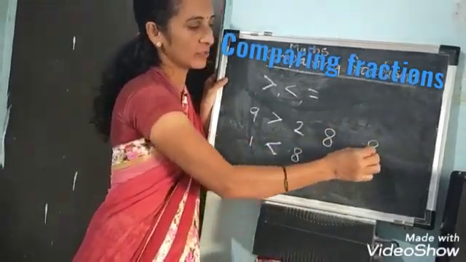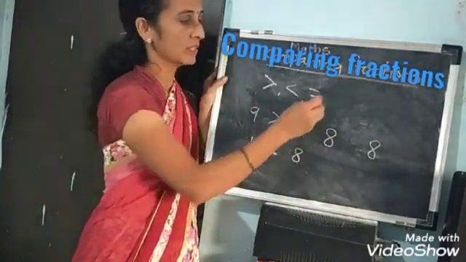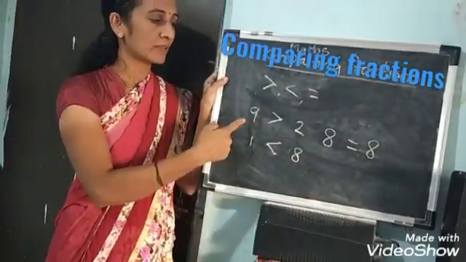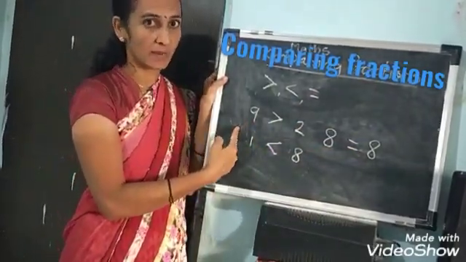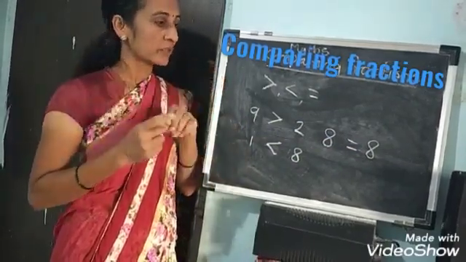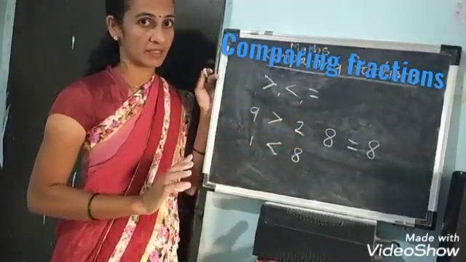Here 8 and here also 8. Both are the same. We can't compare them, both are the same. So the equal to symbol must be there. We learnt this in lesson 2, number words. I am just recalling your knowledge. So we will use this to compare the fractions.